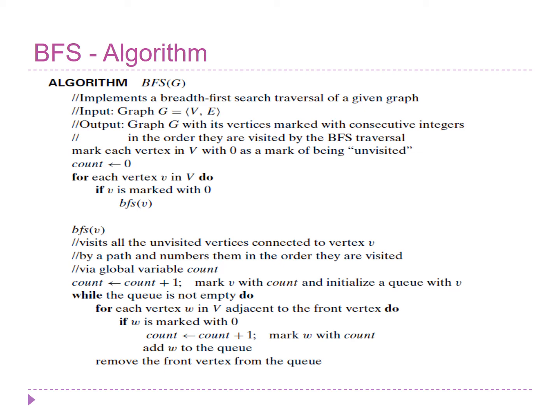The variable count is used to mark when the vertices are visited. The BFS algorithm uses the queue to do the BFS traversal. The count variable is incremented and it is used to mark the visited vertex in the order of the BFS traversal.